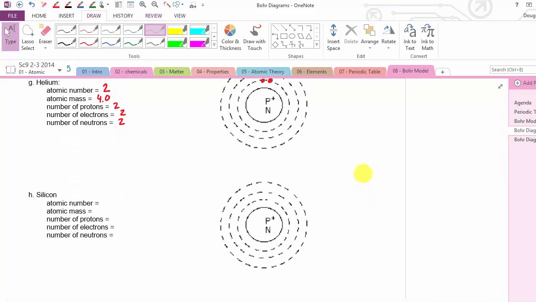Silicon, let me look at my periodic table. Silicon is 14. Atomic number is 14. More protons 14, electrons 14, neutrons 14. Atomic mass is 28.1. So I've got to draw 14 electrons in here. So the first shell has 2. Next one has 4, 6, 8, 10, 12, 14.